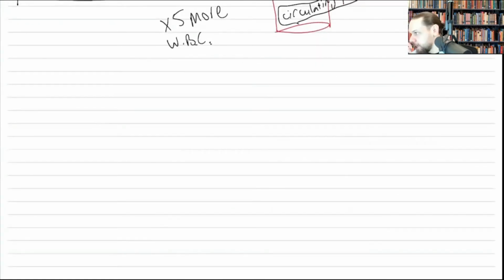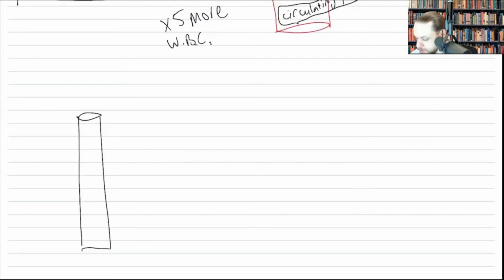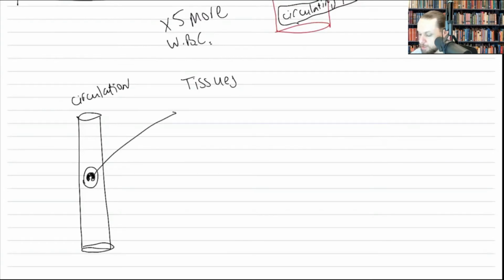So let's say this was your circulation, right? And we're going to say this was your macrophage. It had a kidney-shaped nucleus, right? And the moment it leaves the circulation, it goes into your tissues. So here I'm going to draw some tissues, right? One tissue it can go to is your central nervous system. It can go to your brain.